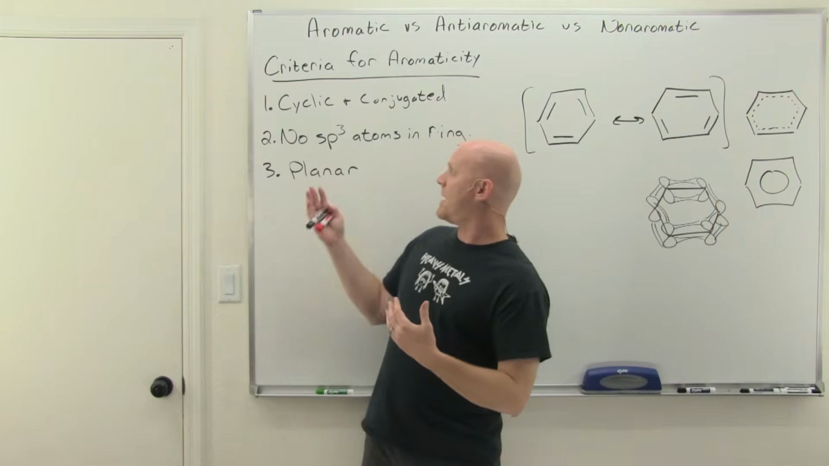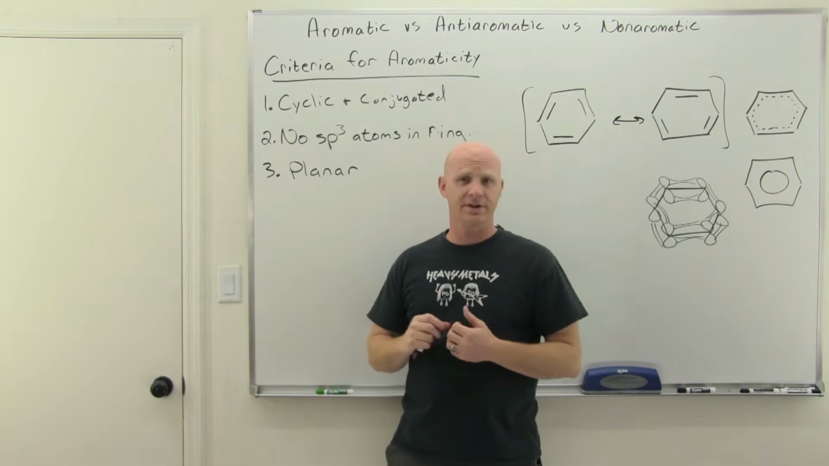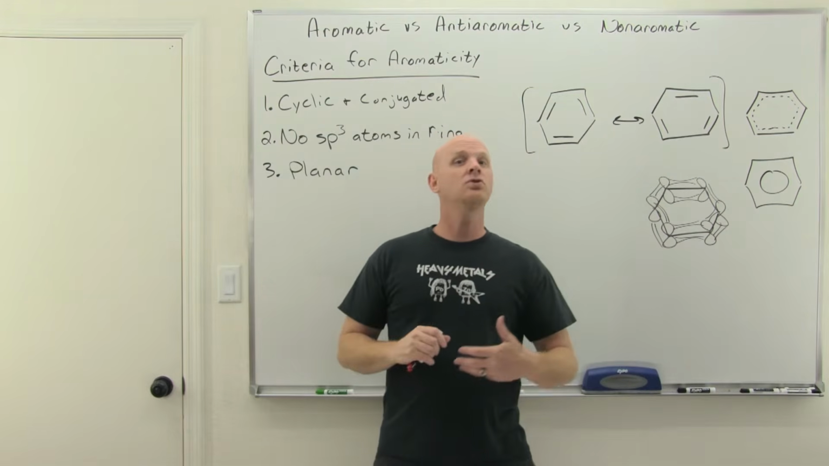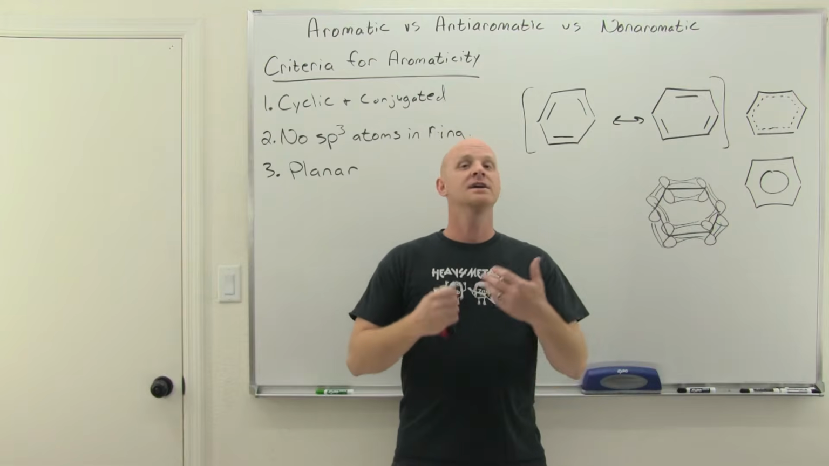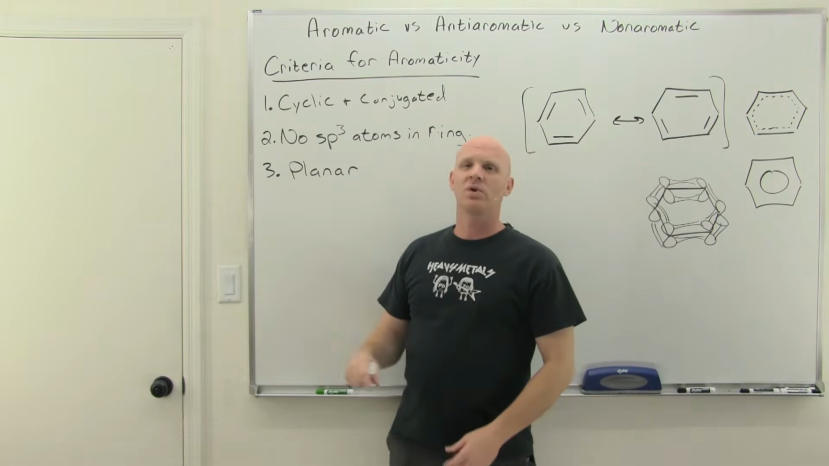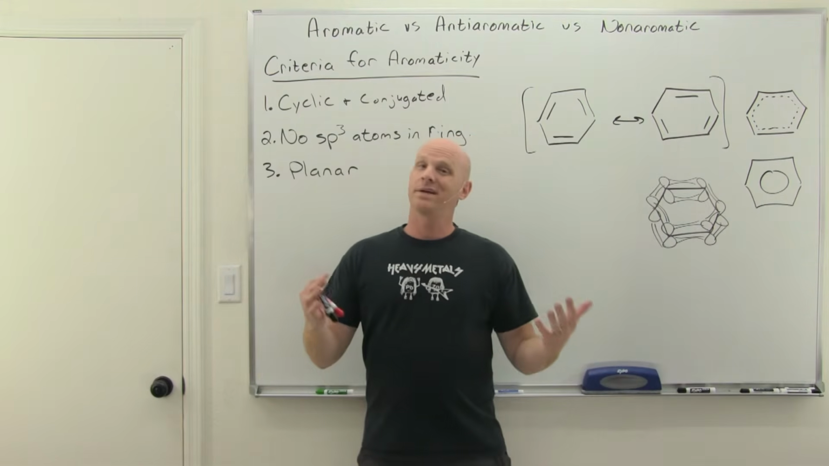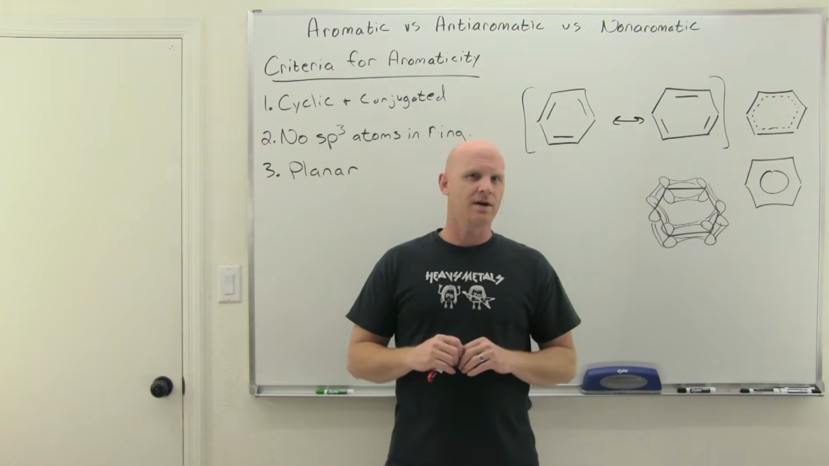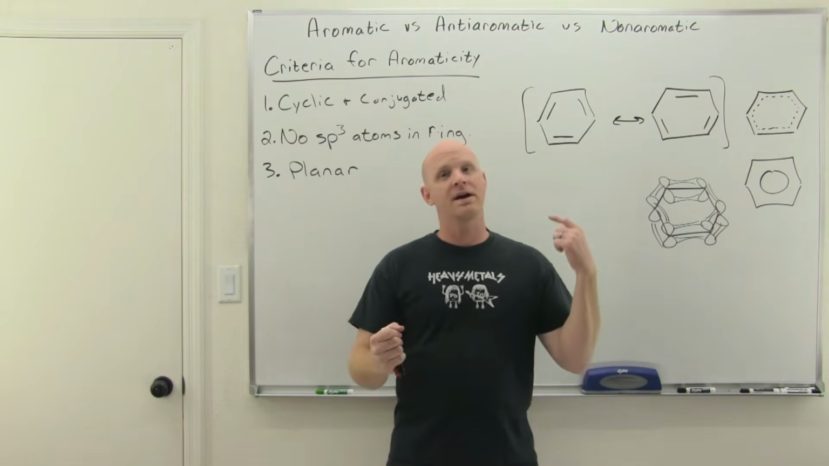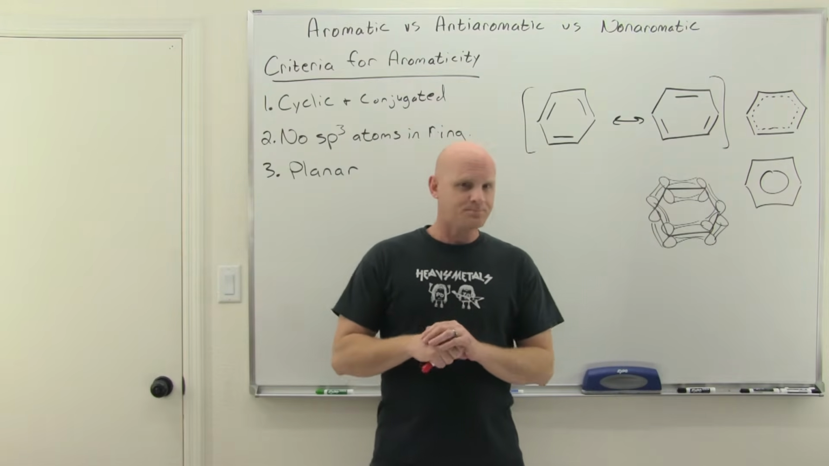Oftentimes, because this can get a little bit tricky on identifying when some of these larger compounds are planar or not, sometimes you'll get a question phrased like, which of the following, assuming it can adopt a planar conformation, is aromatic, or something like that. They'll throw this criteria out by saying, assuming it can be planar, so that way you don't have to worry about it. But that's not always the case. We'll see a concrete example of some of the larger rings that you should assume are not planar, and one that you definitely should assume is planar, as we'll see here in a little bit.